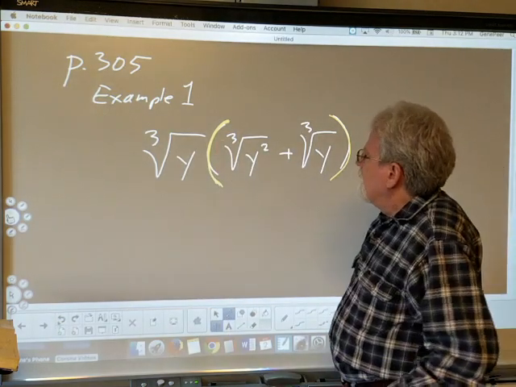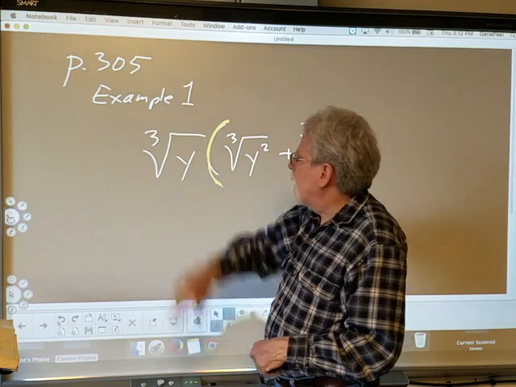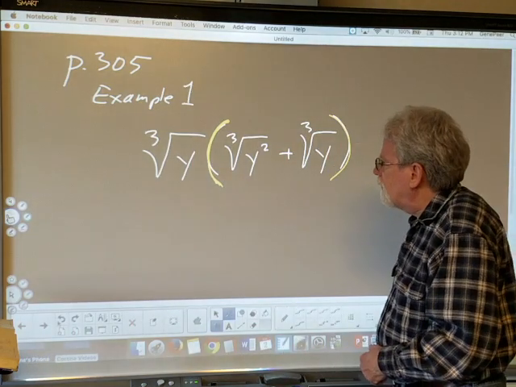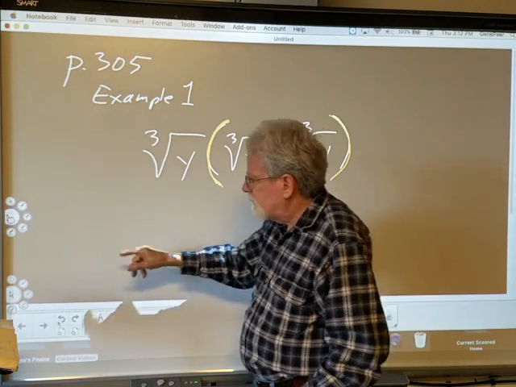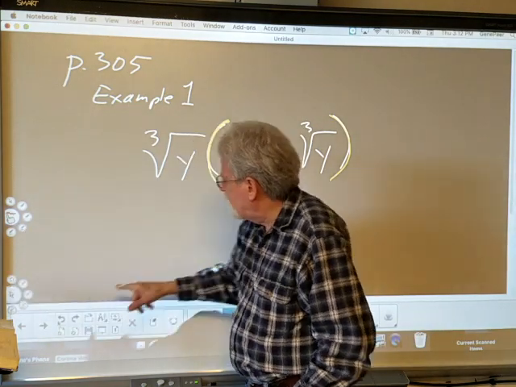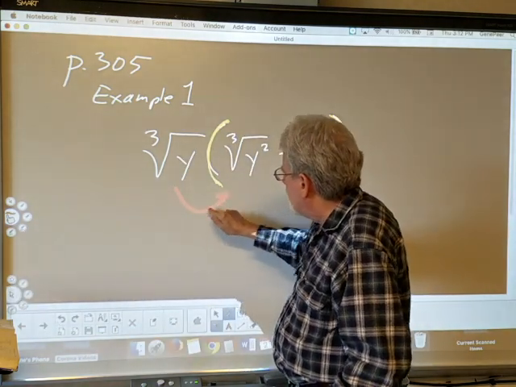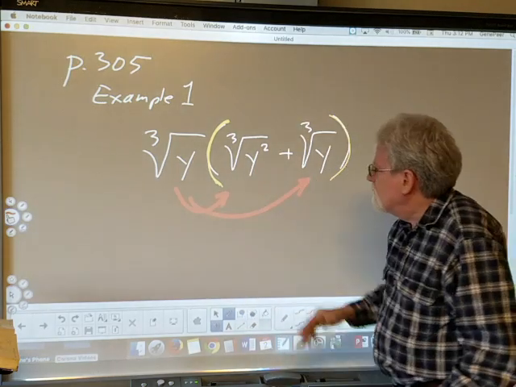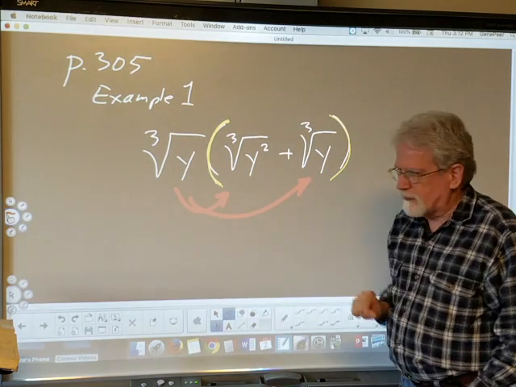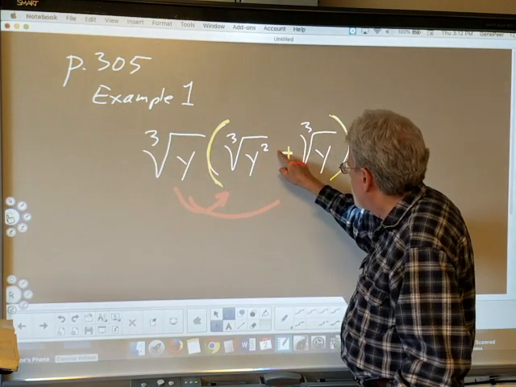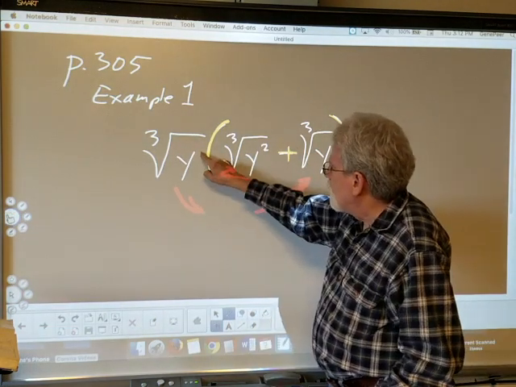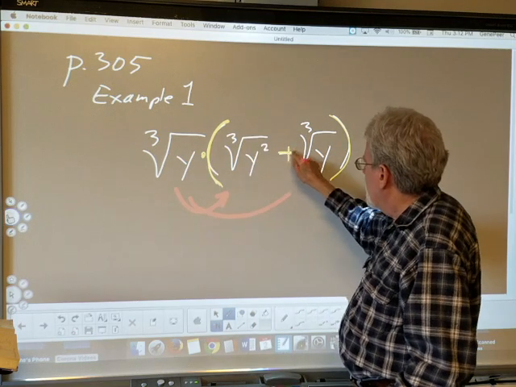Let's move on. So this is example 1 from page 305. As you can see, this is the beginning of section 7.4. And what do we do? Well, distributive property. Our old friend from way back. You've been doing distributive property for years. We multiply this guy by both of these. Why? Because it's addition. This is the distributive property of multiplication over addition.